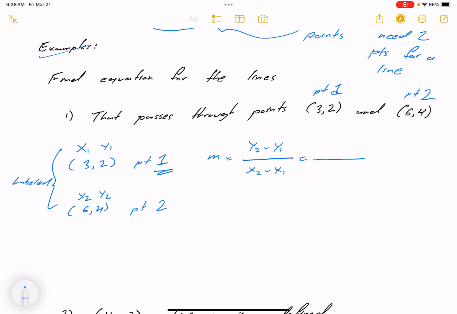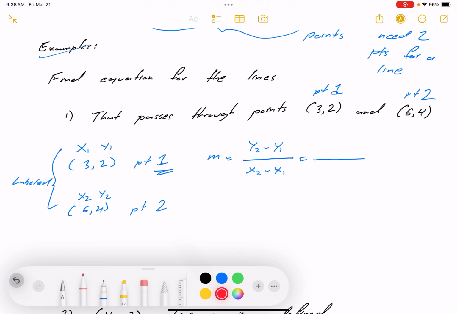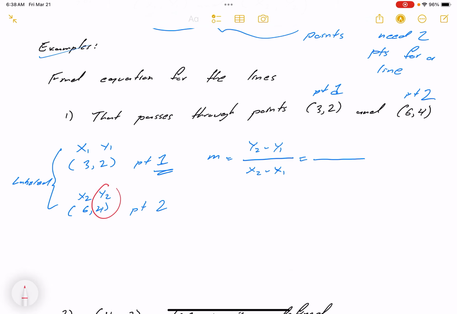So y sub 2, what is our y sub 2? Y sub 2 is going to be this value, right? So that is going to be 4. 4 minus, what's our y sub 1? Y sub 1 is going to be this value, 2, right? And now x sub 2. What is going to be x sub 2? X sub 2 is going to be 6, right? Minus x sub 1. And what's x sub 1 going to be? It's going to be 3.